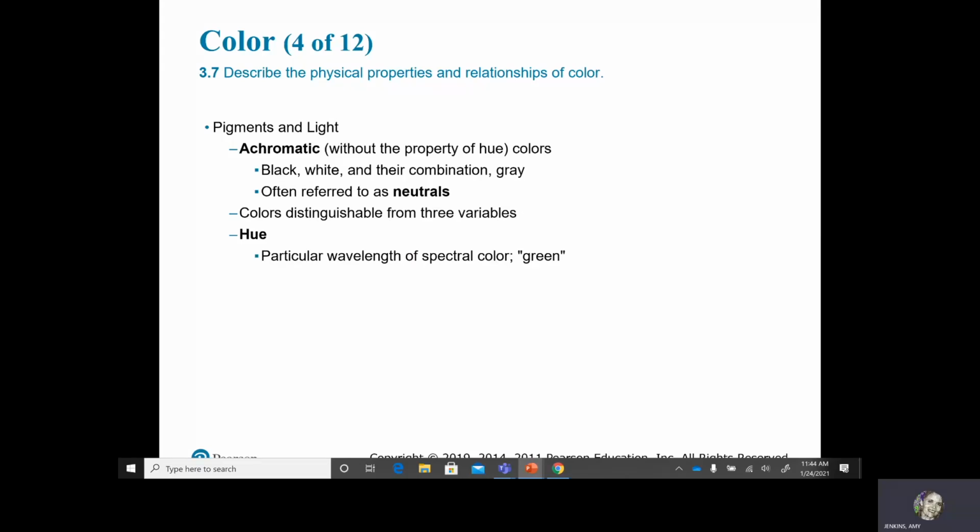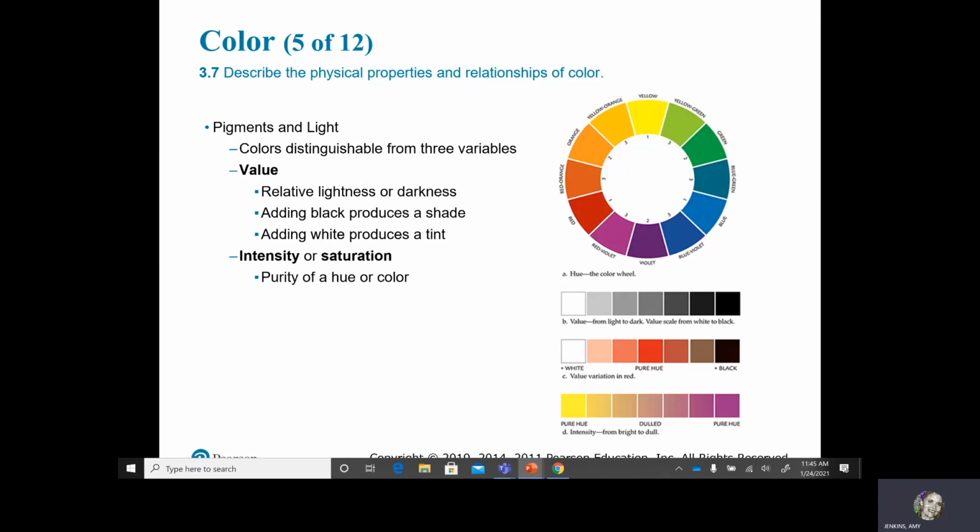Pigments and light. Achromatic is without the property of hue or color: black, white, and their combination gray, often referred to as neutrals. Colors are distinguishable from three variables. Hue is a particular wavelength of a spectral color. For example, green. Hue is a color.